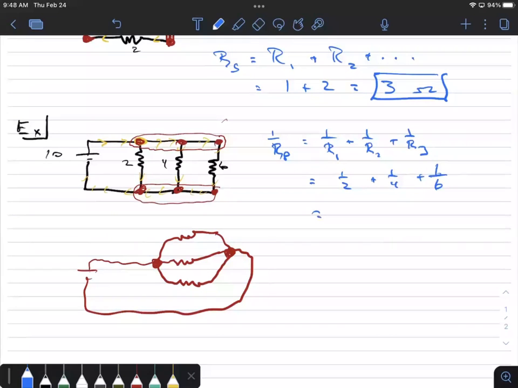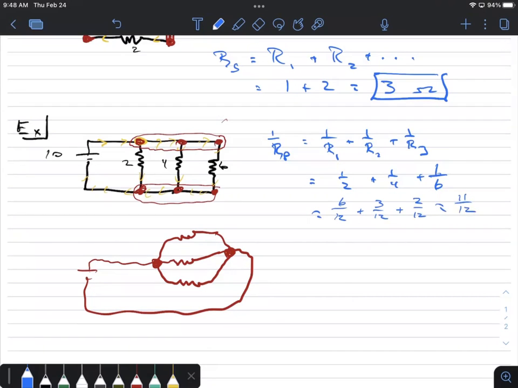Say, okay, I need to add these. Let's say I don't have my calculator on me. In order to add fractions, you have to get a common denominator. In this case, the common denominator would be 12. And so this is the same as 6 over 12 plus 3 over 12 plus 2 over 12, which is 11 over 12.